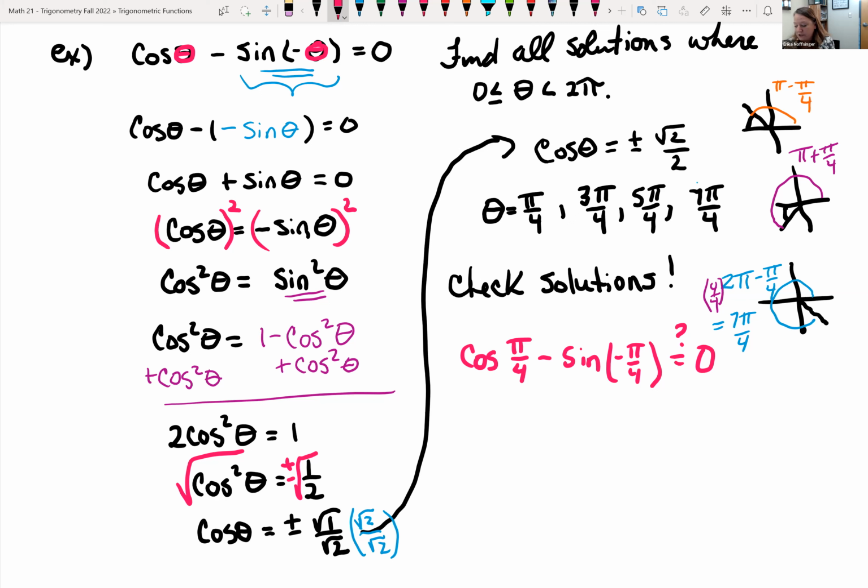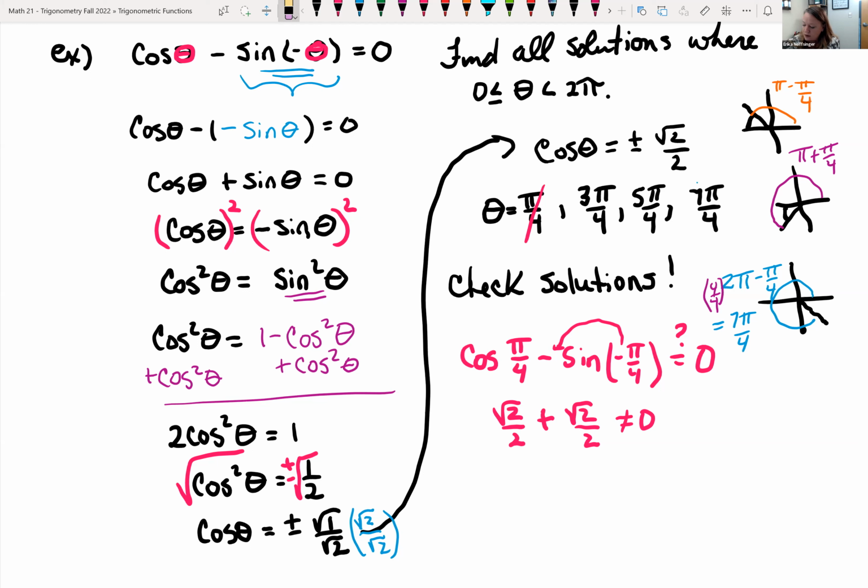Well, cosine of pi fourths is root 2 over 2. I could pull that negative out because sine is an odd function, plus sine of pi fourths is also root 2 over 2. So is root 2 over 2 plus root 2 over 2 equal to 0? It does not equal 0. And so pi fourths is not one of our solutions. So now let's look at our next angle, 3 pi fourths.